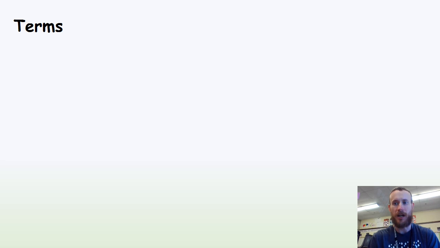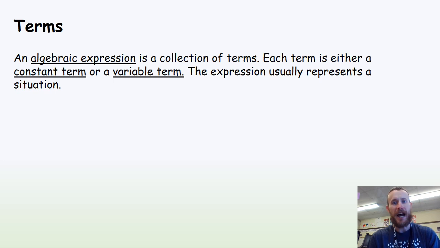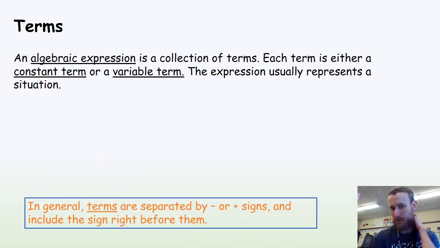So terms. Expressions are made up of terms. An algebraic expression is a collection of terms. In the last expression we just did, we saw that 23.50, so that was one term, and then the 12h, that was another of the terms. So each term can either be a constant, what we call a constant term. The 23.50 was the constant term because it's just how much money he started with, and then the variable term was that 12h. It has a letter in it. So the expression, again, represents a situation. So let's look at some terms.